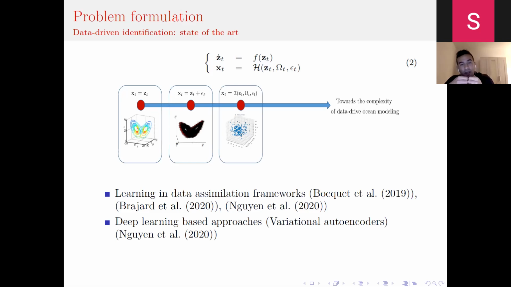Now, when provided with noisy and irregularly sampled observations, there is a current trend in state-of-the-art techniques of investigating learning-based approaches in data assimilation frameworks. Interestingly, such a methodology actually links to classical deep learning generative modeling in the context of variational autoencoders.